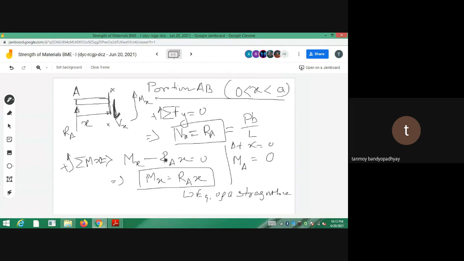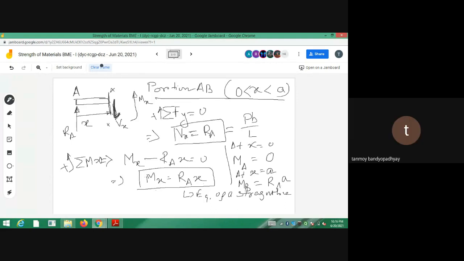And x is changing from 0 to small a. At x is equal to small a, you are reaching the point B. At the point B, you should have RA into small a. So what will be MB? MB will be equal to PAB by L. Is this understood? Yes, sir. Yes, sir.